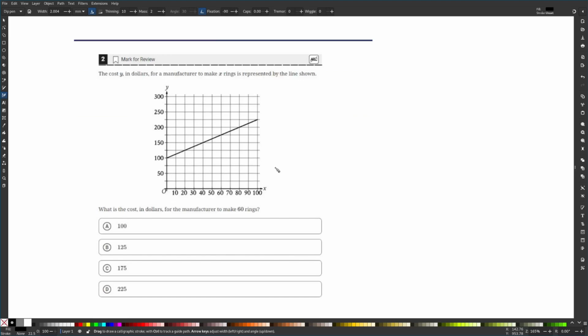The cost Y in dollars for a manufacturer to make X rings is represented by the line below. Okay, if X is our rings, we set X equal to 60 to find how much it costs to make 60 rings. So see what we get when we plug in X equals 60 to find the cost in dollars.